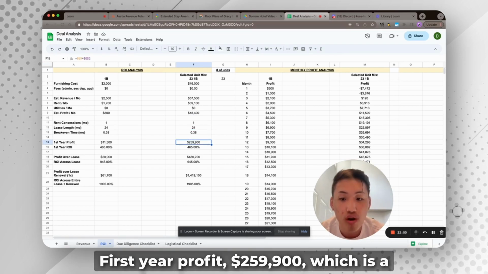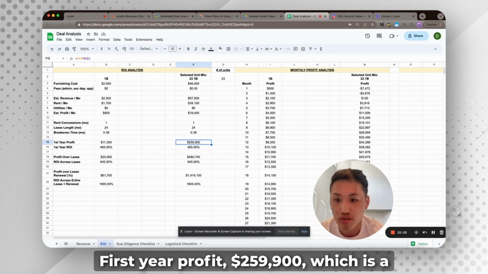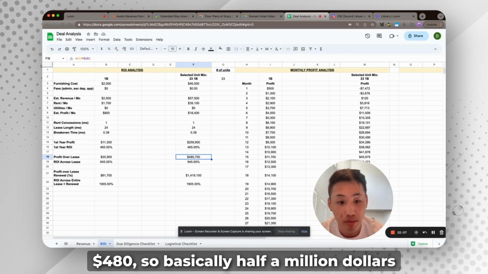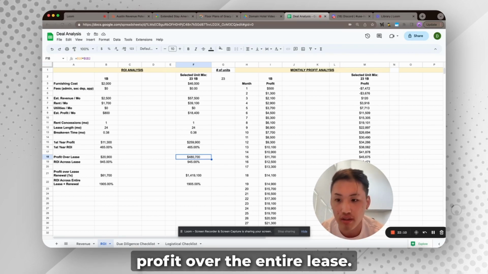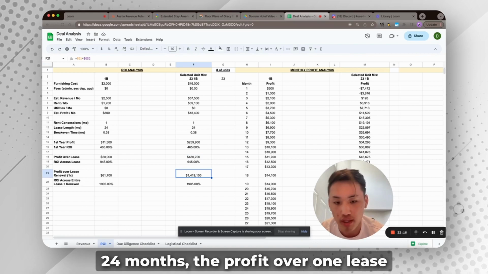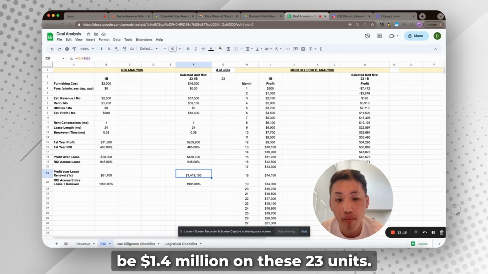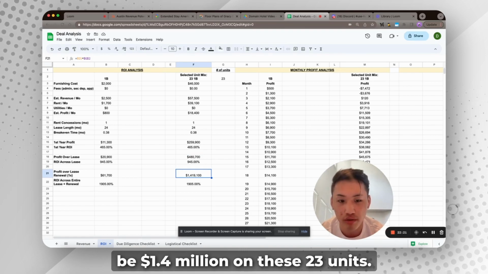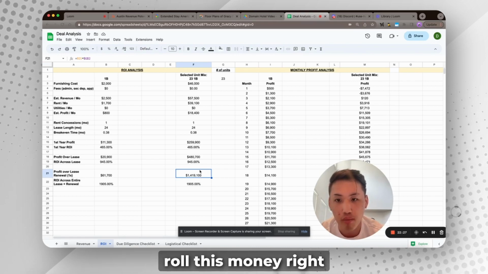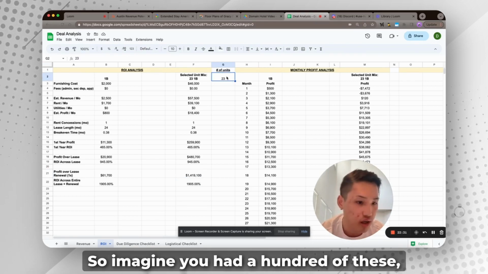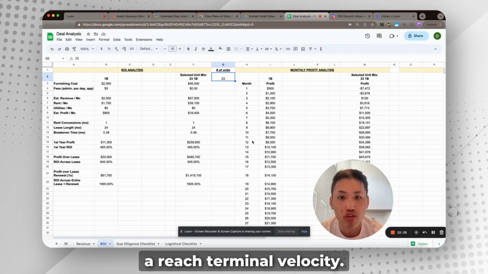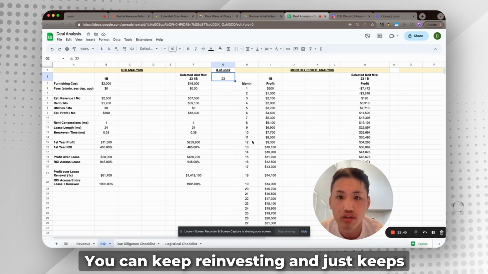First year profit, $259,900, which is a 465% ROI, same thing as per unit. And then profit over the entire lease is $480,000, so basically $500,000 profit over the entire lease. Now, if we get one lease renewal, another 24 months, the profit over 2 lease terms is going to be $1.4 million on these 23 units. This is where you start to generate a lot of good money, and you could basically roll this money right back into more units. So imagine you had 100 of these, 150 of these, 200 like I have. This is where you reach terminal velocity, you can keep reinvesting and your portfolio keeps growing.